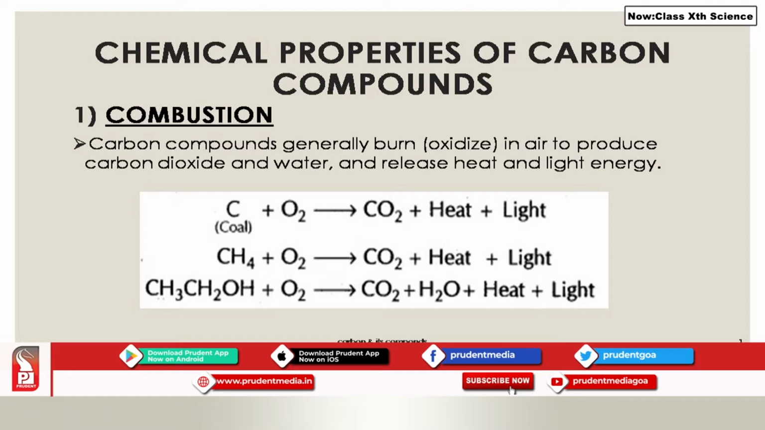In the second example, you see there is combustion of methane. Methane on burning gives carbon dioxide, water, heat and light. The third example is alcohol. Which alcohol is there? There are 2 carbons, so the word root is eth. The functional group is OH, so it is an alcohol. The name of this particular compound is ethanol. Ethanol, or alcohol in general, on combustion again gives you carbon dioxide, water, heat and light.